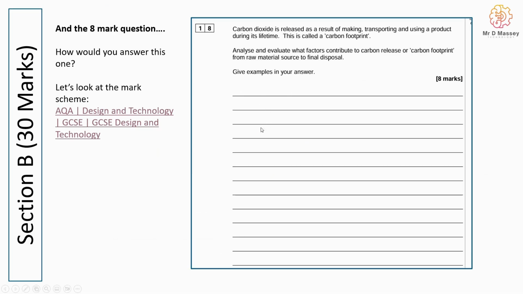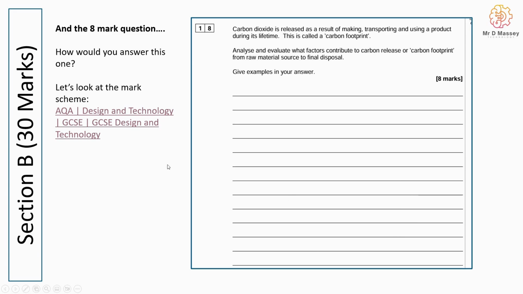So we go back to this. Carbon dioxide is released as a result of making, transporting, and using a product during its lifetime. This is called carbon footprint. Analyze and evaluate what factors contribute to carbon release or carbon footprint from raw material source to final disposal. That's your life cycle analysis. You can break it down into 5 sections, 2 marks for each section. That means 10 marks, so it could be a 10-mark question, all the way from raw material through to disposal.